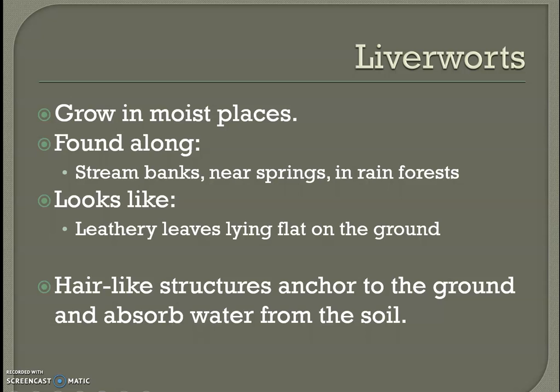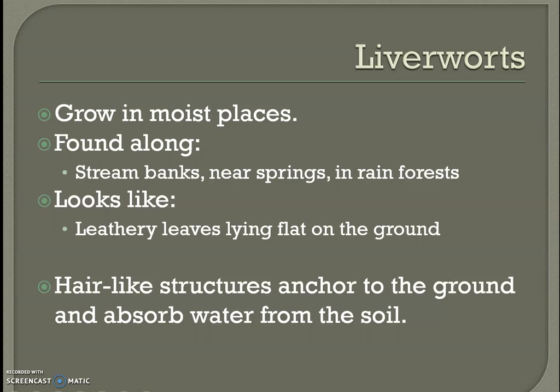Liverworts also grow in moist places. They're typically found along stream banks, near springs, or in rainforests. They look like leathery leaves that are laying flat on the ground. One of the reasons why they lay flat on the ground is because they have hair-like structures that help anchor them, and those structures are going to allow them to absorb the water from the soil. So they take that water from the soil because they're not able to transport it throughout their body, so they need a constant access point.